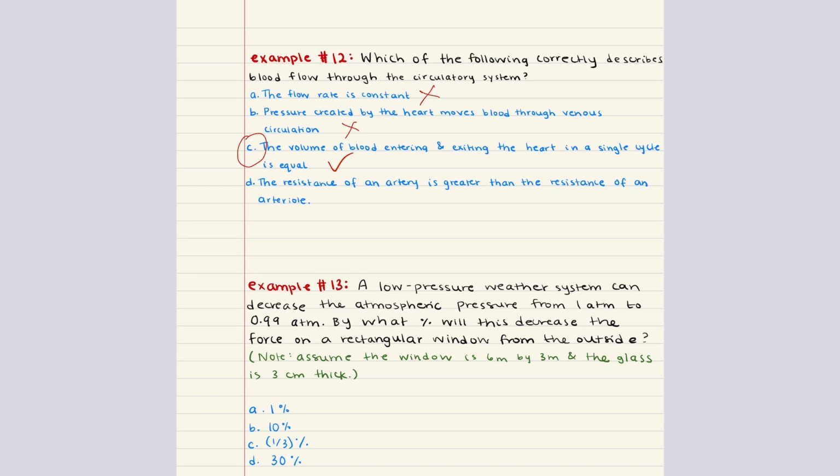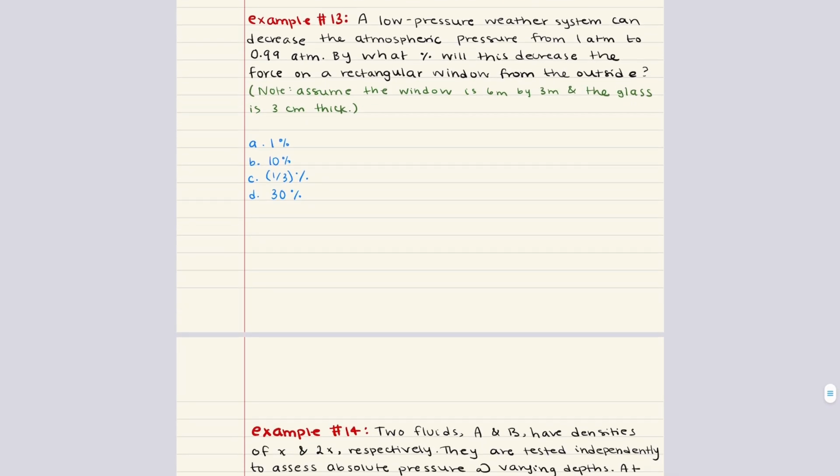D says the resistance of an artery is greater than the resistance of an arteriole. Now, this statement is incorrect. Arterioles are the primary site of resistance in the circulatory system, not arteries. Arterioles are smaller in diameter, and they have muscular walls that can constrict or dilate, significantly affecting blood flow and resistance. So answer choice D is incorrect. The correct answer for problem 12 is answer choice C. Let's move on to problem 13.